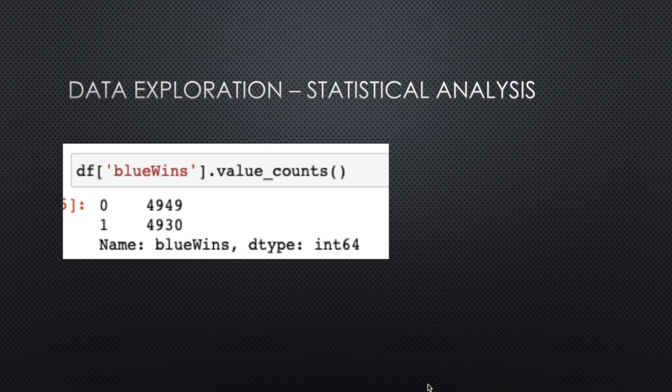First, we're going to look at the target that we're trying to predict, which is the outcome of games. It is the blue wins column that contains values of zeros and ones. 0 means blue team lost this game, 1 means blue team won this game.